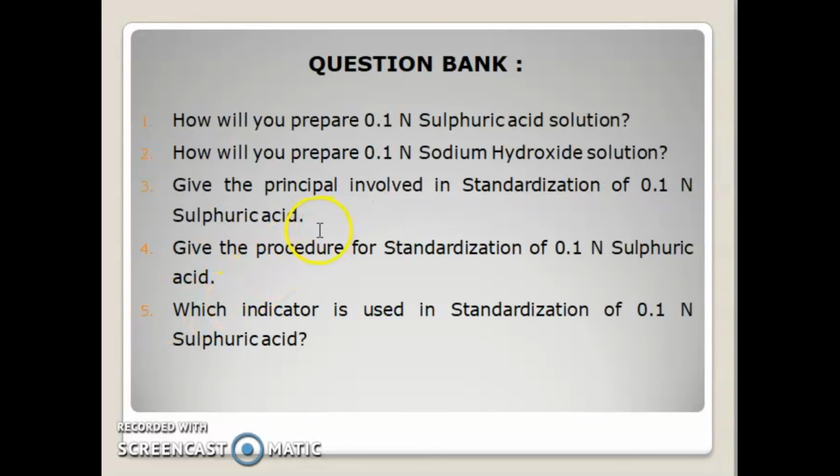Now we will see the question bank. First question, how will you prepare 0.1 normal sulfuric acid solution? Next, how will you prepare 0.1 normal sodium hydroxide solution? Next, give the principle involved in standardization of 0.1 normal sulfuric acid. Give the procedure for standardization of 0.1 normal sulfuric acid. Which indicator is used in standardization of 0.1 normal sulfuric acid?